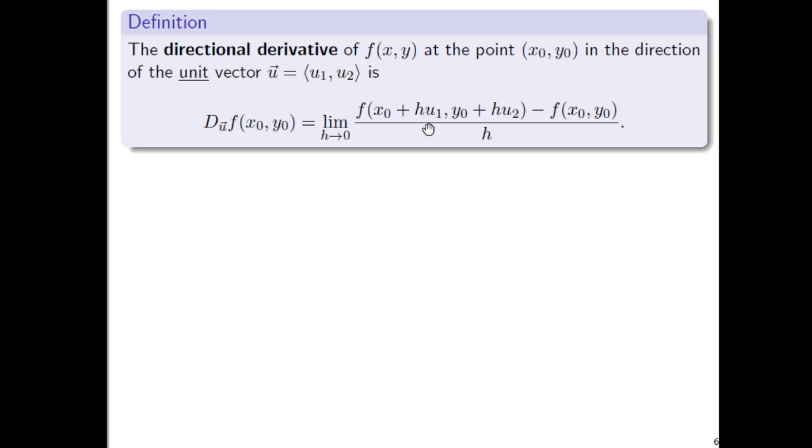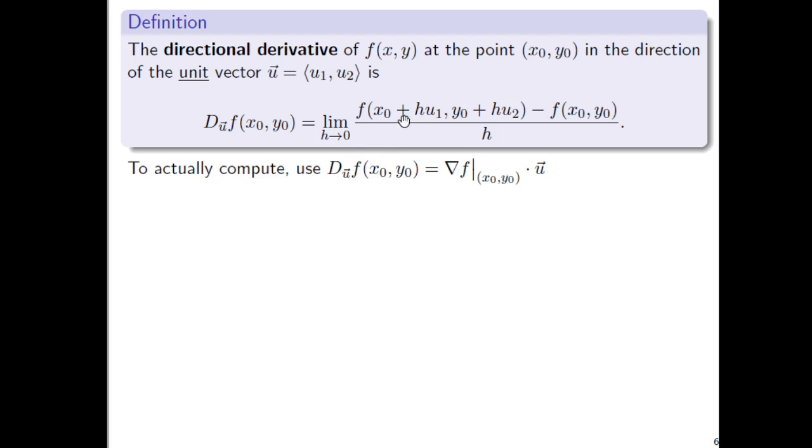So u1 comma u2, you see, the x component is u sub 1, and so we do h times u sub 1 added to x naught, and we do h times u sub 2, that's the y component of the u vector, added to y naught, and then you subtract from that the original z value, all divided by h. So I hope this, as funky as it looks, seems similar to some of the other things that we have done.